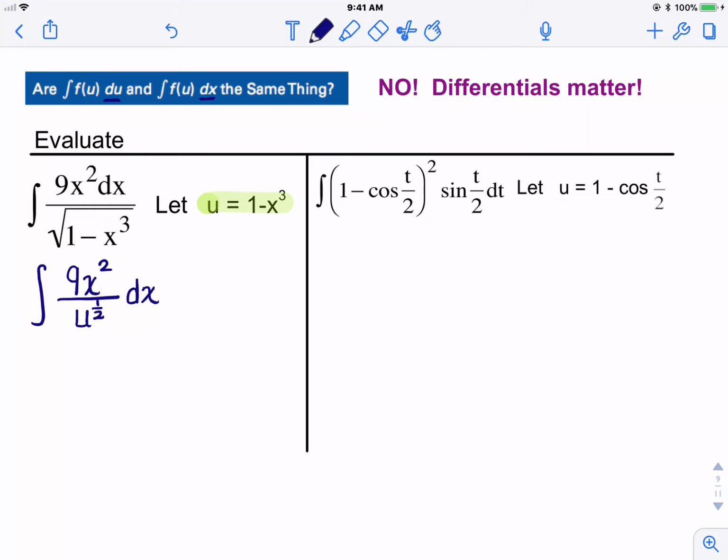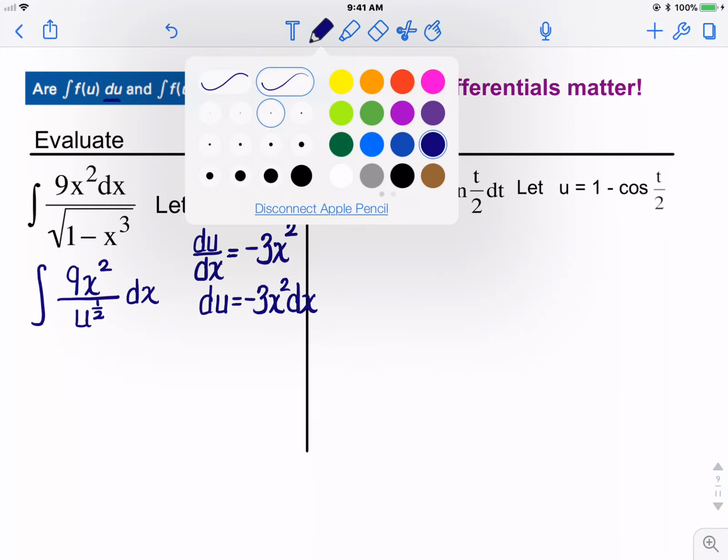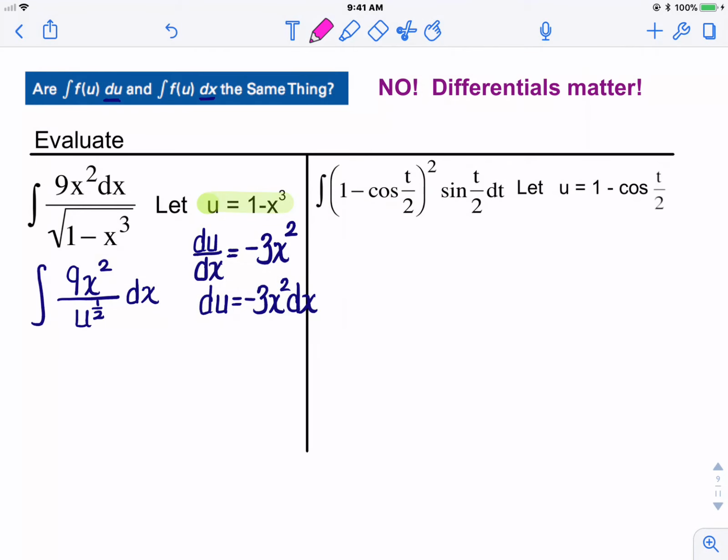Knowing that my u is 1 minus x cubed, my du, the derivative with respect to x, is going to be negative 3x squared. So in order to get a du as my variable of integration, I'm going to need negative 3x squared dx somewhere in my integrand expression. As I look through here, I do have the x squared right here and the dx part right there. But I don't have that negative 3 that I need.